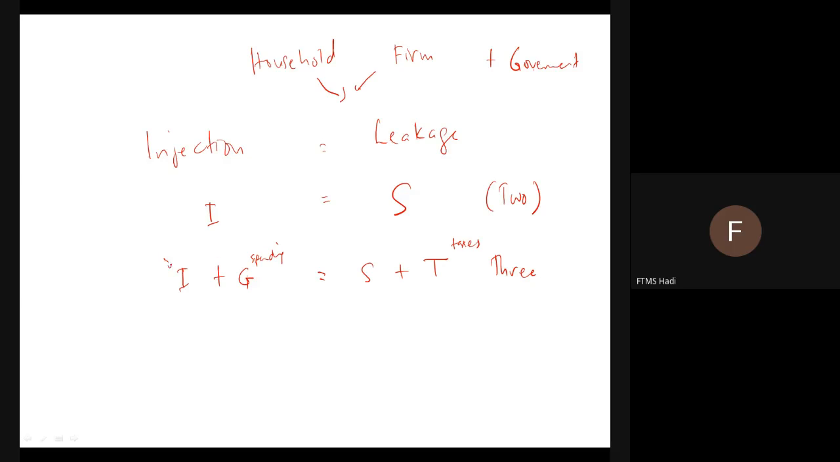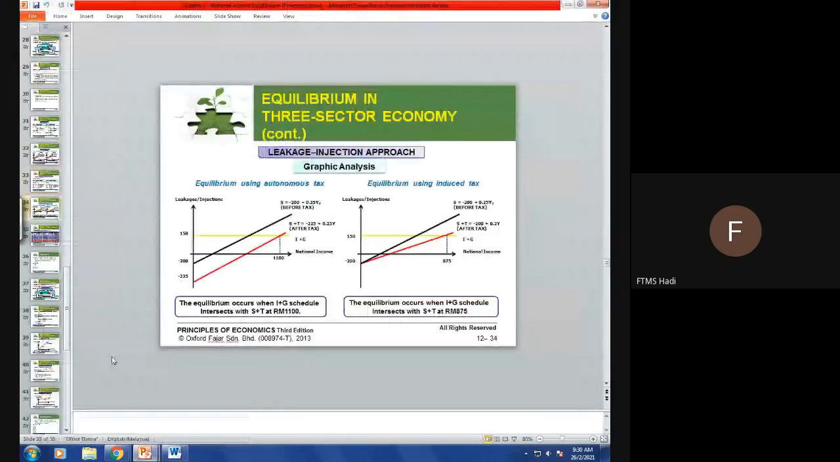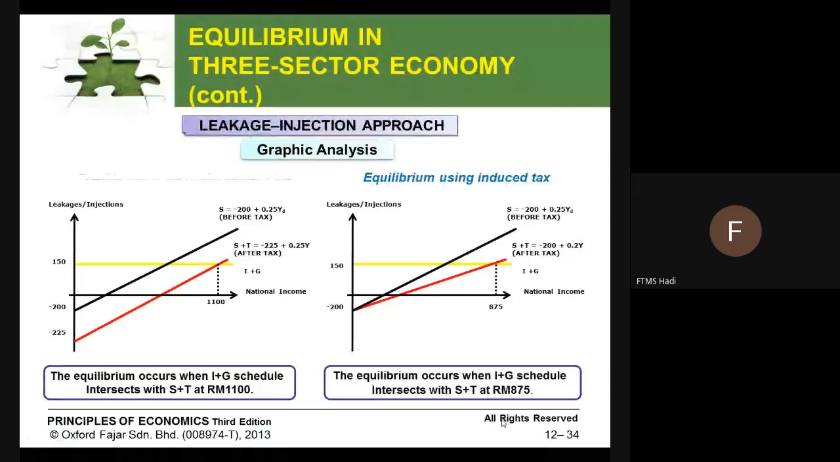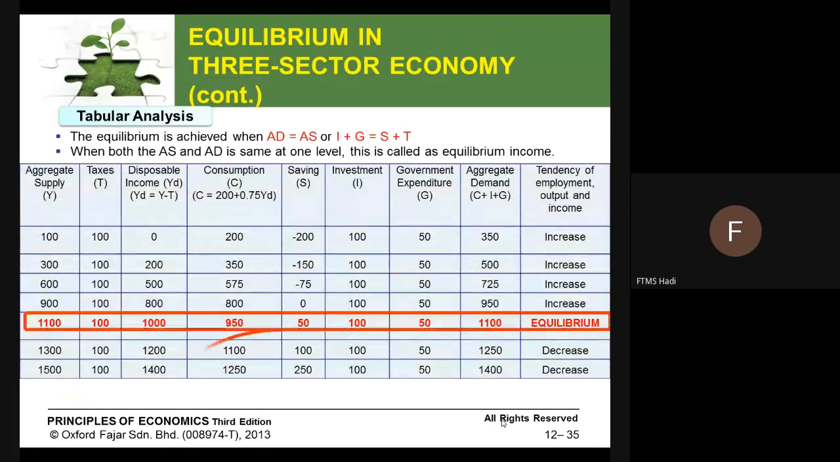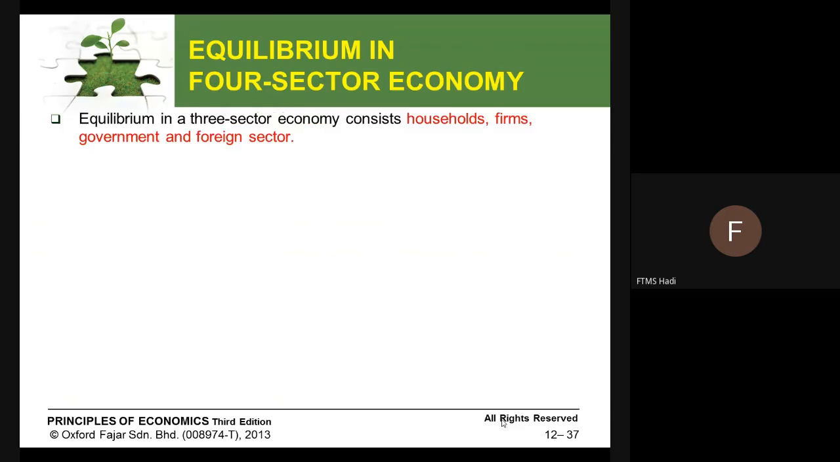For this one, I is investment and S is savings. Investment plus government spending, both are money out, right? So the money out is savings and taxes. That's why I plus G, and then S plus T. That one is tabular analysis, I'm not going into that. The example I will show you later.